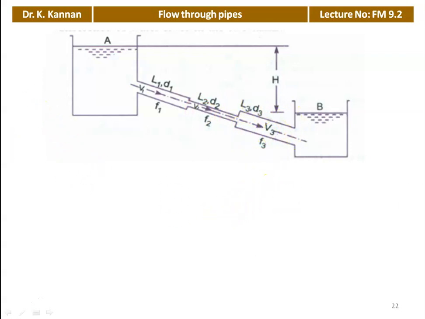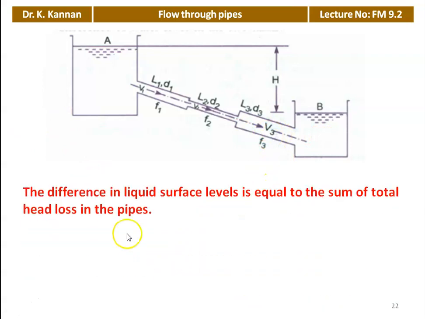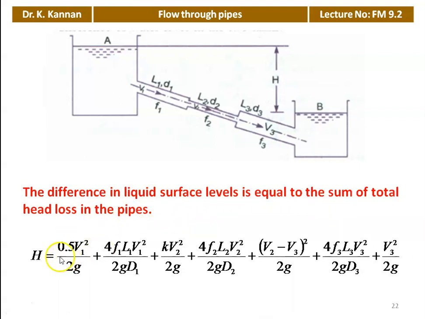Now we have to calculate the total head here. The difference in the liquid surface level is equal to the sum of the total head loss in the pipeline. So first we have an entrance here. This is the entrance, the loss at the entrance is 0.5 V1 square by 2g, where V1 is the velocity here. Then in pipe 1, the frictional loss, the major loss. So the first one is the minor loss and the second one is the major loss.